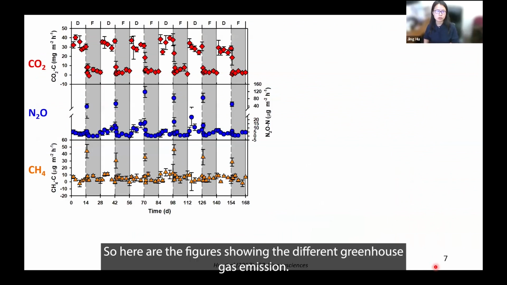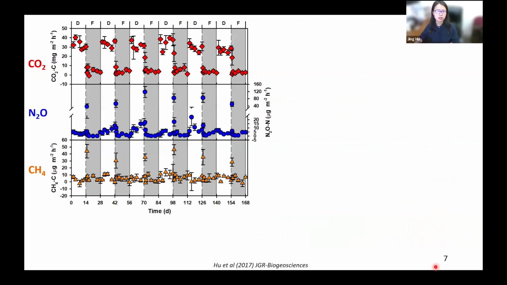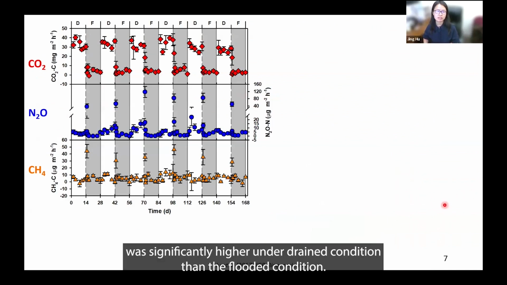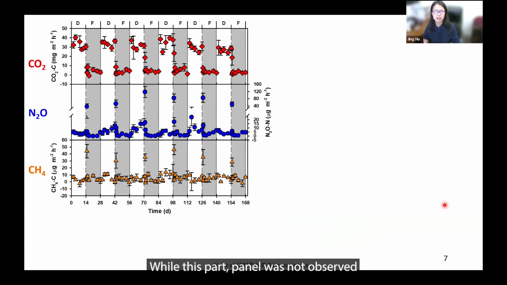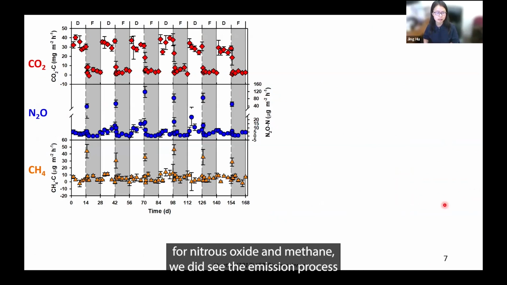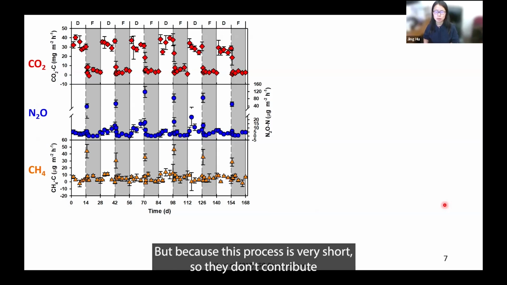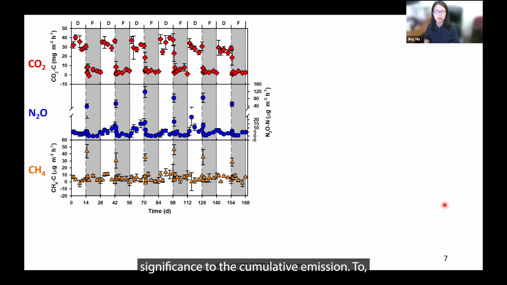Here are the figures showing the different greenhouse gas emissions. As we can see, carbon dioxide was significantly higher under the drained condition than the flooded condition, while this pattern was not observed for nitrous oxide and methane. We did see emission pulses after the flooding events for nitrous oxide and methane, but because these pulses are very short, they don't contribute significantly to the cumulative emission.